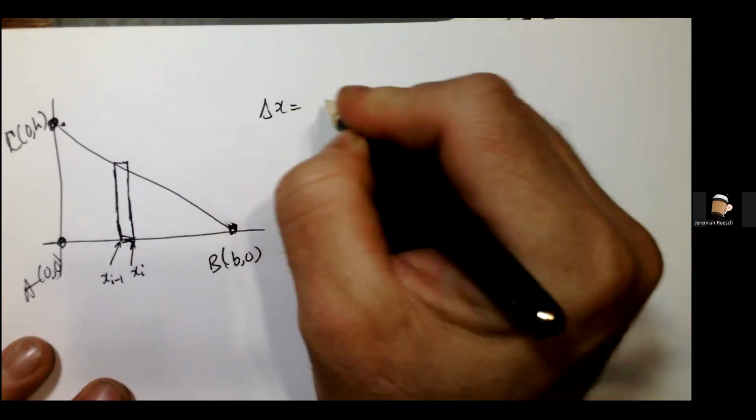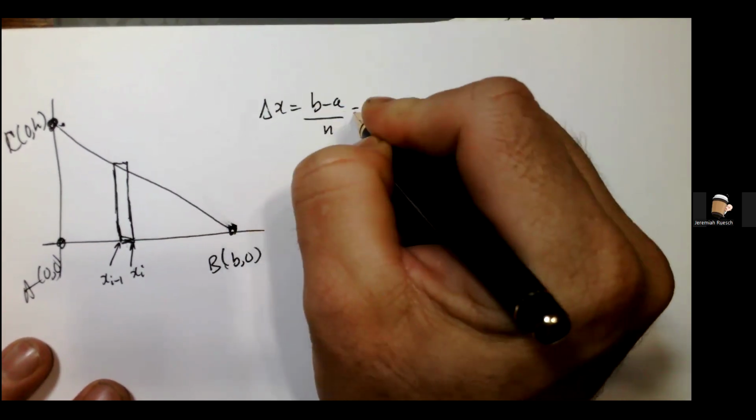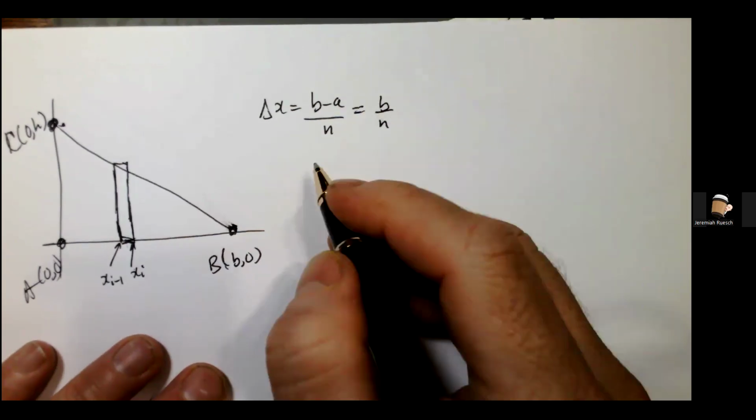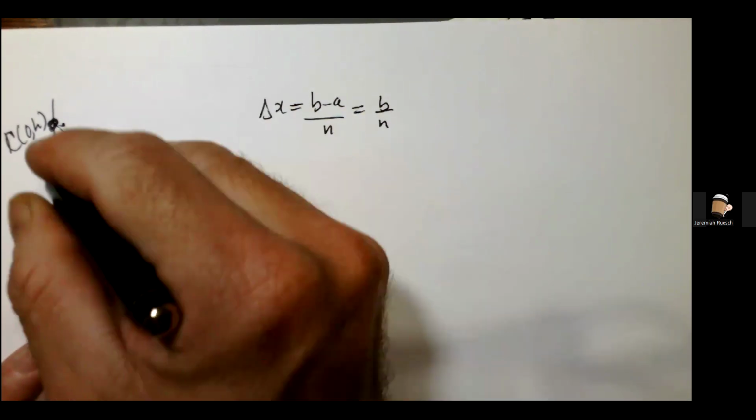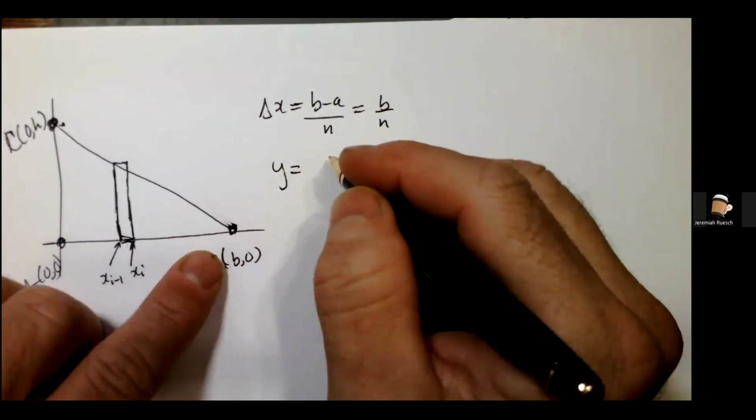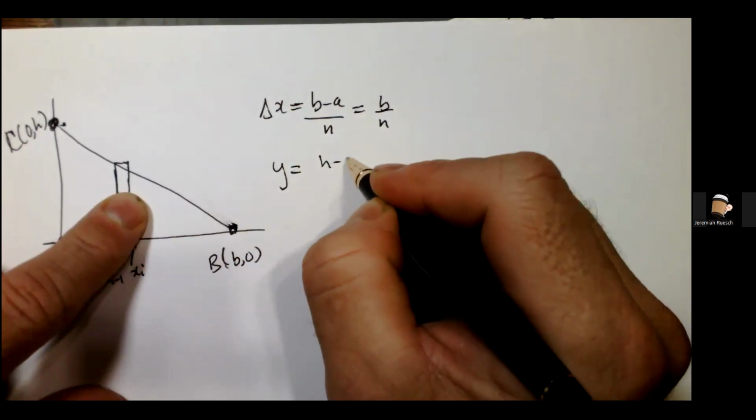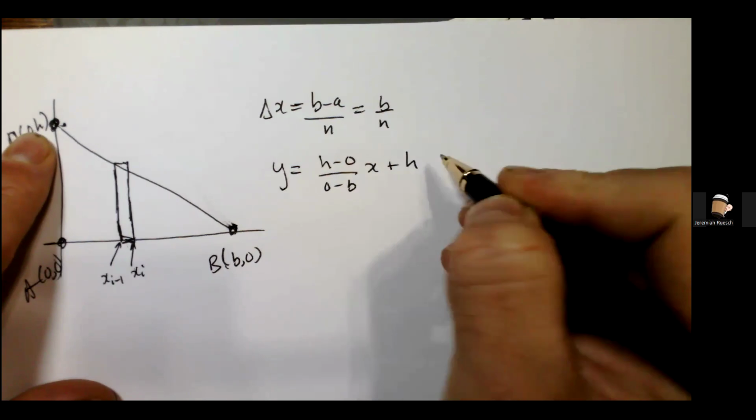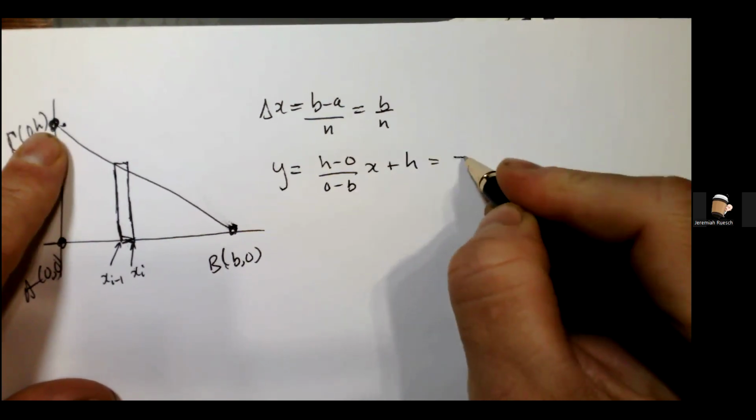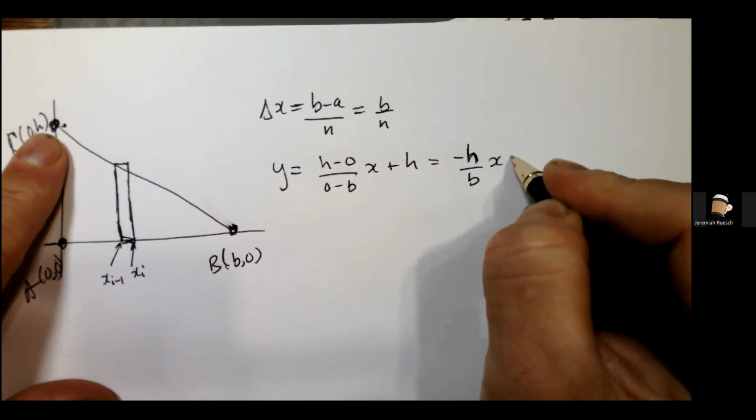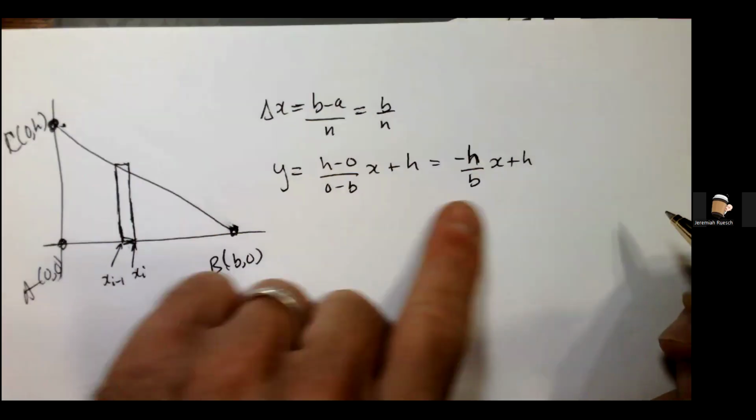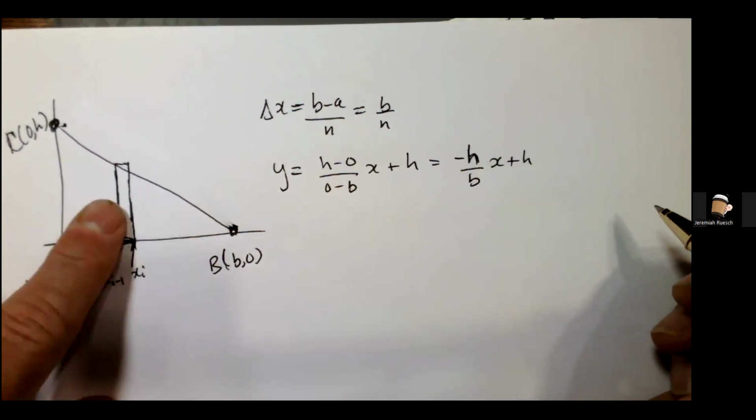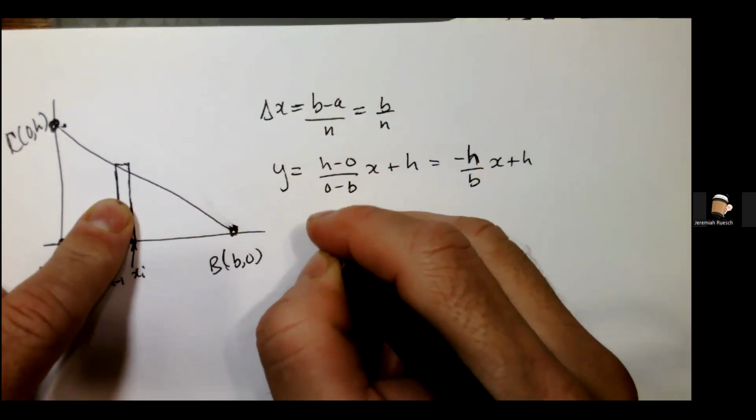So delta x, in this case, is going to be (b minus a) over n. Our a is 0, so we can simplify this a little bit and say that this is just b over n. And again, the equation of the line will be (h minus 0) over (0 minus b) times x plus, and again, the y-intercept happens to be h. Simplifying just a little bit, this is negative h over b times x plus h. Okay. Barring any simple mistakes, this is the equation of the line that will determine the heights of each of these rectangles. Okay, and so I need to know my x_i.